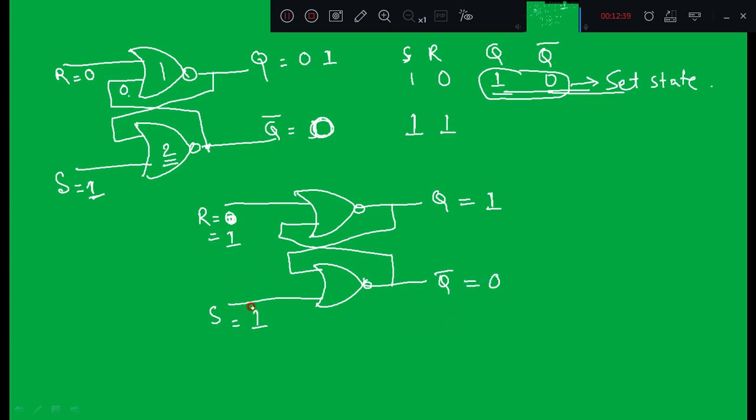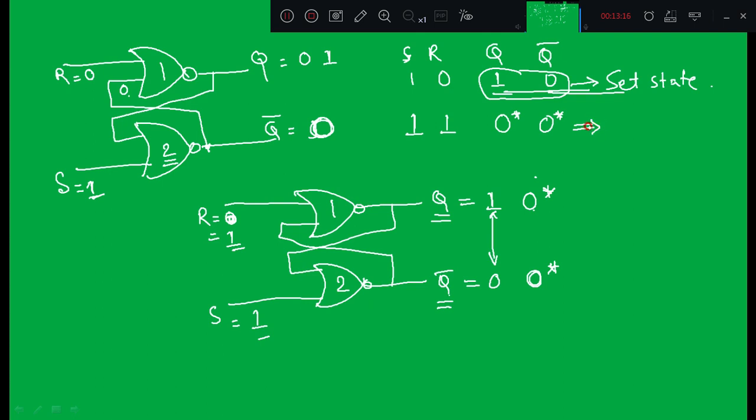Since both inputs of these two NOR gates are 1, they will not wait for the second input, so both the outputs will become 0. So is it a proper state? No, because the two outputs should be complements of each other. One output is q, the second one is q bar. That means if q is 0, q bar should be 1. So for 1 1, what we got is both outputs equal to 0 0.